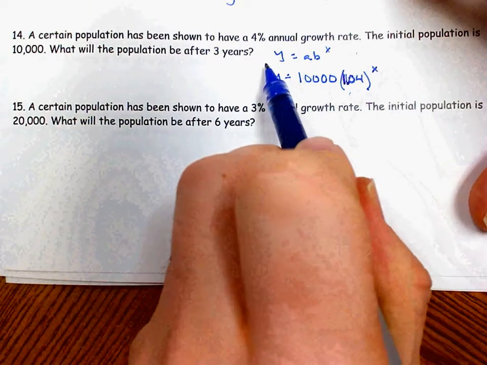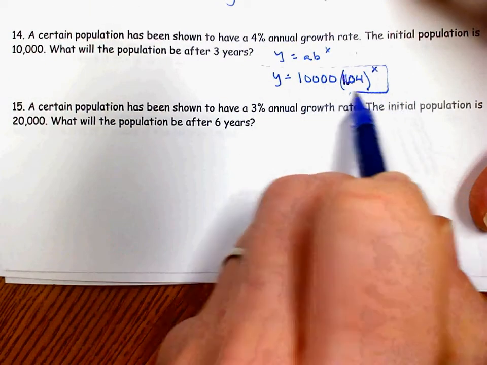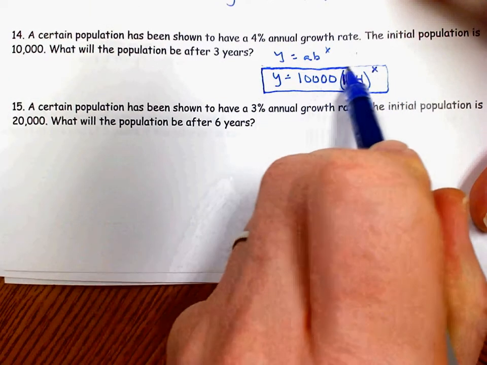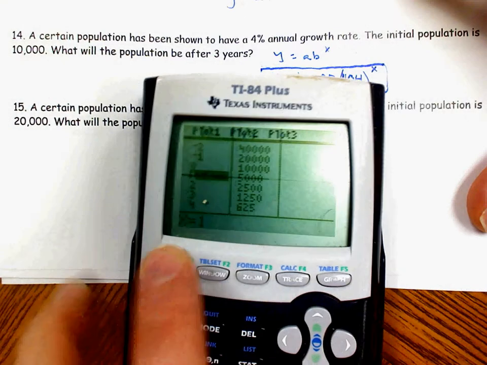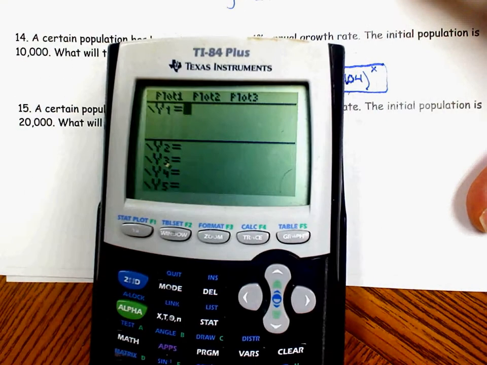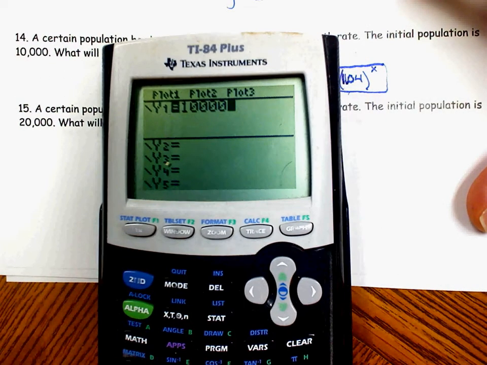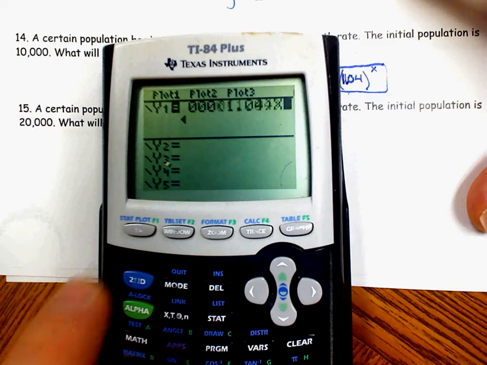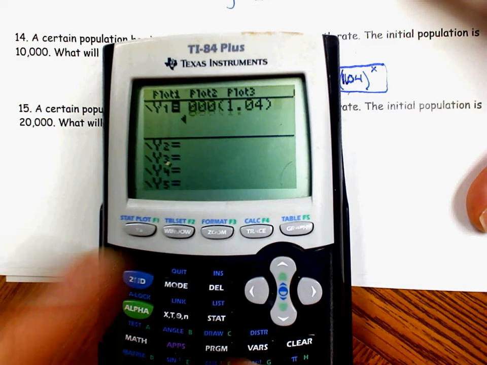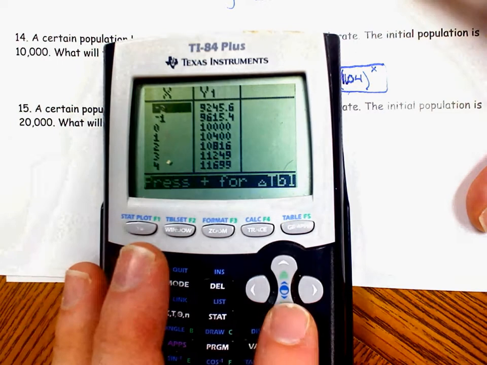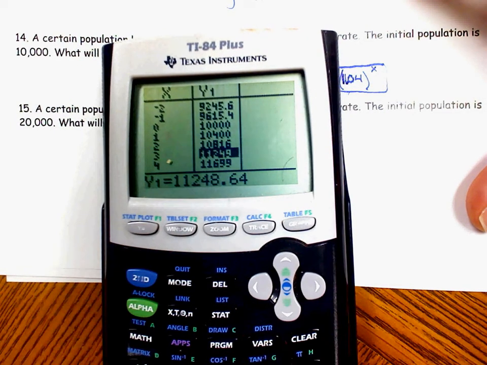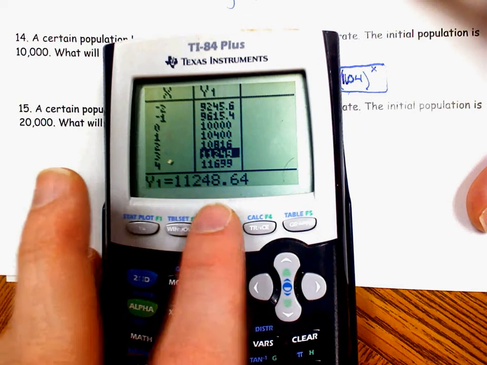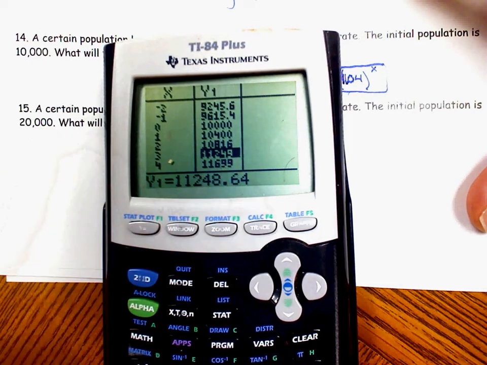Now there's two different ways you can do this. My personal preference, because it allows you to answer multiple questions if you needed to, is to just go to y equals, type in 10,000 times 1.04 to the x power, and then find year 3. Year 3, there would be 11,248.64, or if we rounded to the nearest person, 11,249 people.